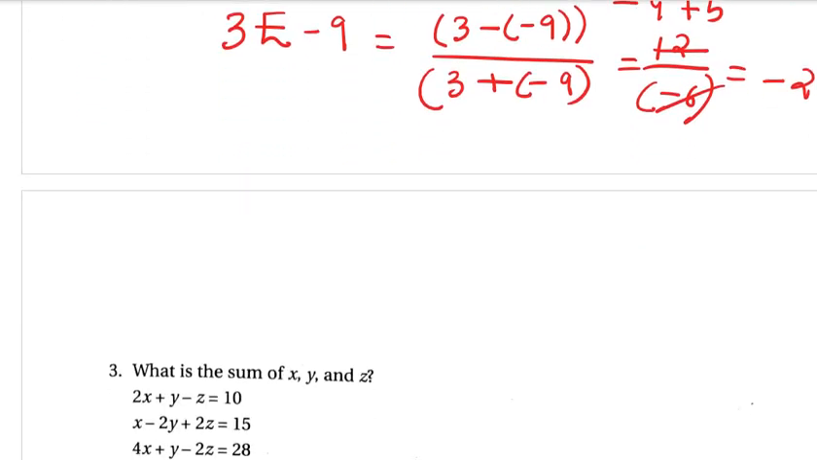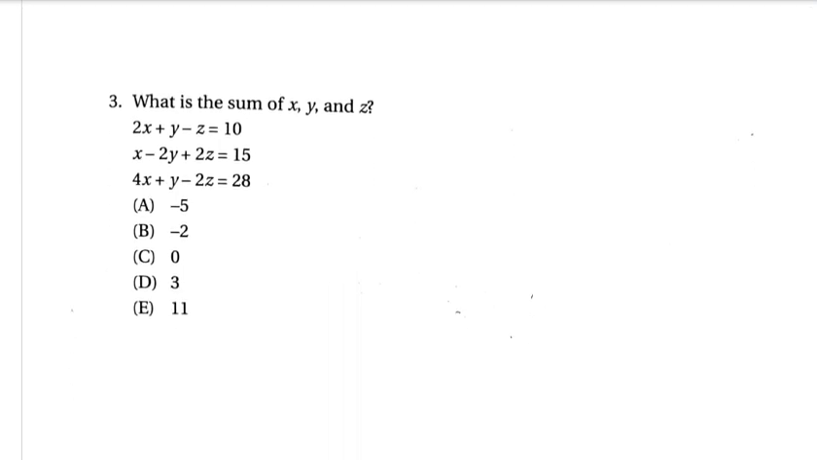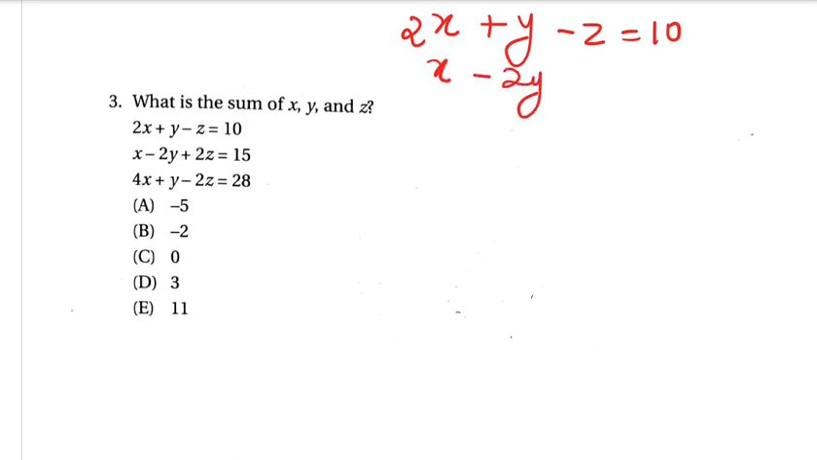Alright, let's go on to our third question. What does it say? What is the sum of x, y and z? So what must you do? First you must find the value of x, y, z simultaneously, and then we are to find out the sum of x, y and z. So let's start finding out simultaneously. So we can start with the first equation. 2x plus y minus z is equal to 10. Second equation is x minus 2y plus 2z is equal to 15.